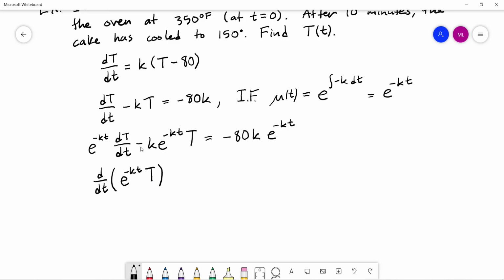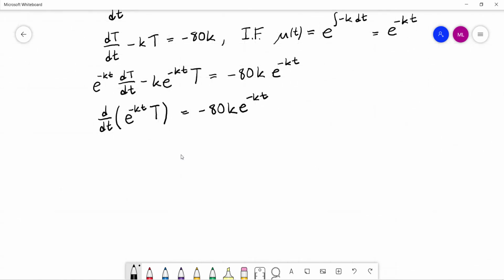And here's the second. And what is the derivative of e to the negative kt? Well, you'll get back an e to the negative kt, and then by chain rule, you'll also pick up another factor of negative k that we've got sitting right here. So indeed, this left-hand side matches this left-hand side. I haven't touched the right-hand side yet, so it's negative 80k e to the negative kt.